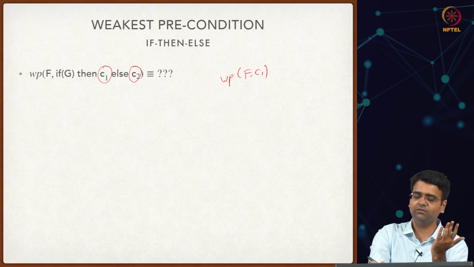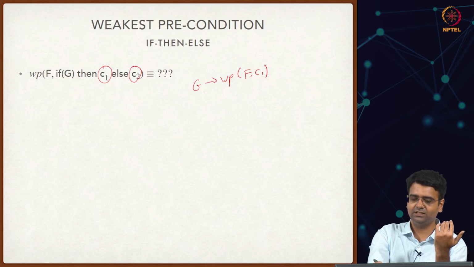So weakest precondition of F comma C1 is the set of all states such that if you execute C1 on such a state, you are guaranteed to be in a state in F. But we will execute C1 only if the start state satisfies G, right? So therefore we have an implication. If the start state satisfies G, then it should also satisfy WP of F comma C1, which in turn will guarantee that on executing C1, you are always sure to be in a state which satisfies F. So this is for the if branch.